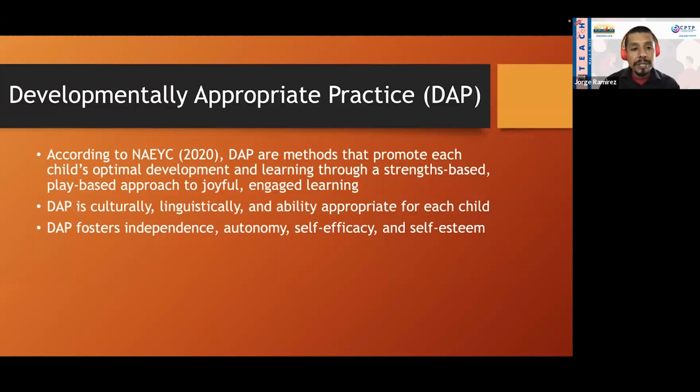So DAP focuses on using the child's interests, using play to get them interested in what we want them to learn and understand. DAP specifically focuses on what is culturally, linguistically, and ability appropriate for each individual child. Again, not the one-size-fits-all approach. DAP also fosters independence, autonomy, self-efficacy, and self-esteem.